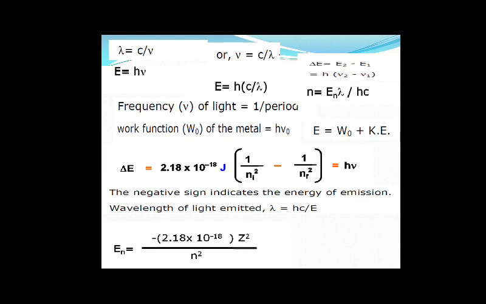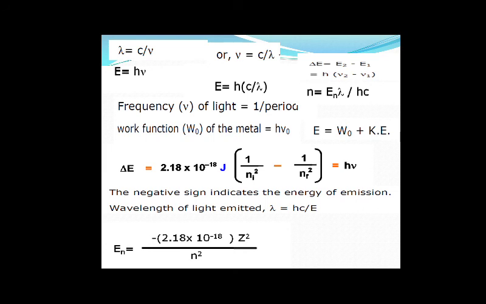There, delta E, the change in energy, is equal to 2.18 into 10 to the power minus 18 joule into 1 by Ni square minus 1 over Nf square. Ni is the initial orbit and Nf is the final orbit where the electronic transition is happening. The negative sign here indicates the energy of emission. And the wavelength of light emitted, this is again a formula actually.